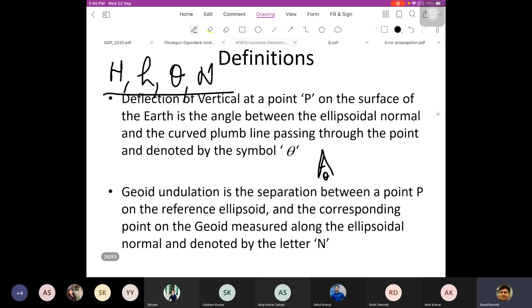This is your point P. This is height, capital H. This is small h. This angle is theta. This is the ellipsoid, this is the geoid, and these separations are all N, with different values, obviously.